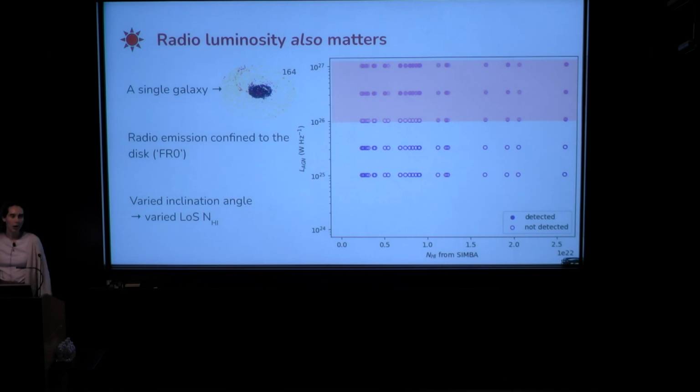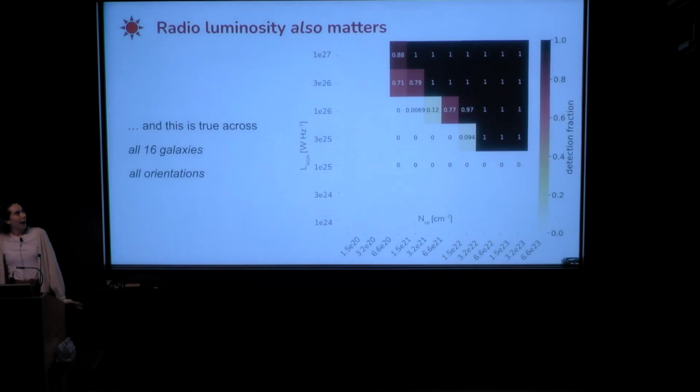So the next question you might be asking is, well, what happens if we try this for the full 16 pilot sample galaxies, including the ones that are complex mergery systems where the gas is all over the place? And the answer is, it continues to matter even if we look at our full pilot sample of 16 galaxies. So in this plot on the right here, again, same axes, radio luminosity on the y, column density on the x, which is a proxy for the angle of inclination that we change for each of these galaxies. And then each of the squares in our heat map is just colored by the detection fraction.